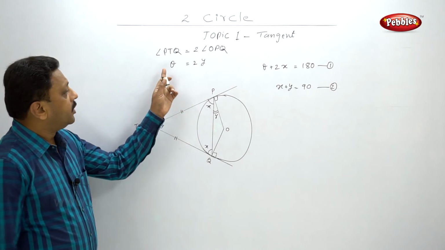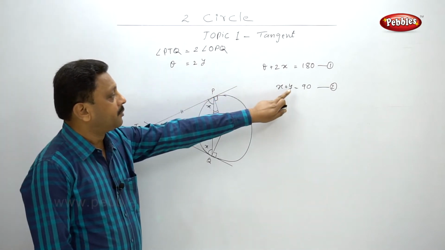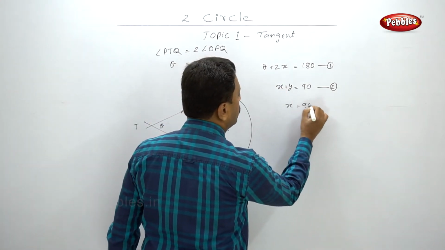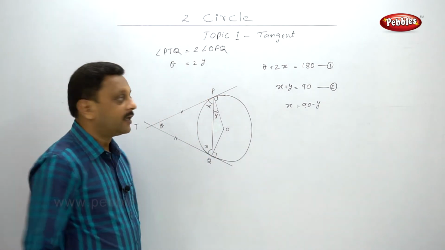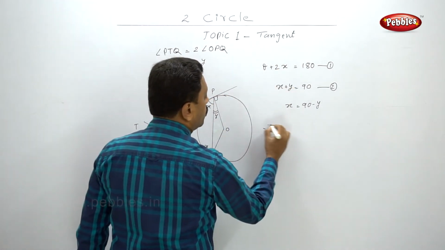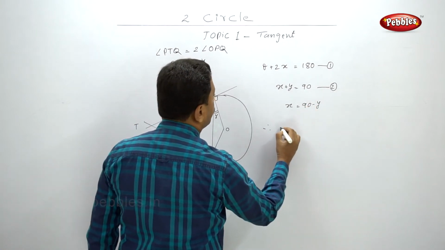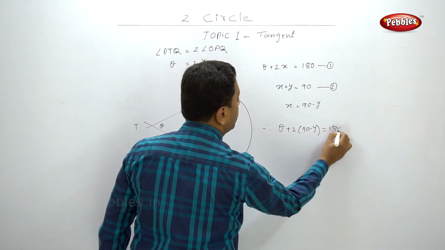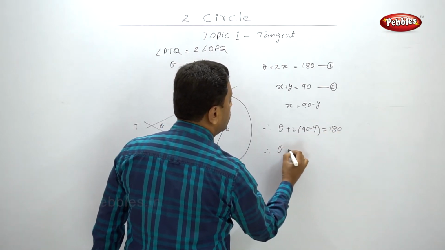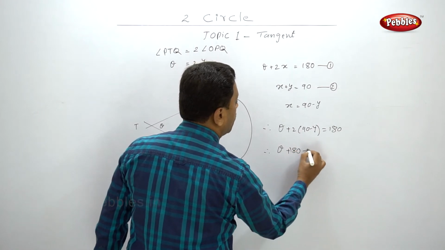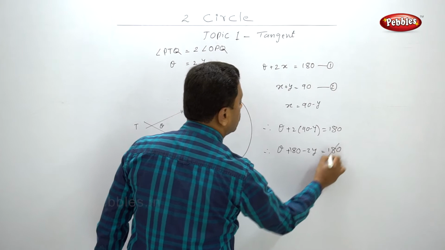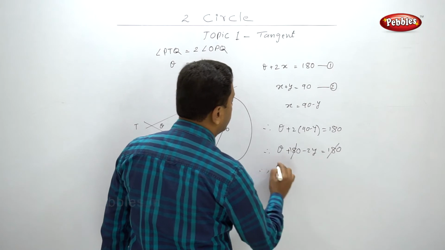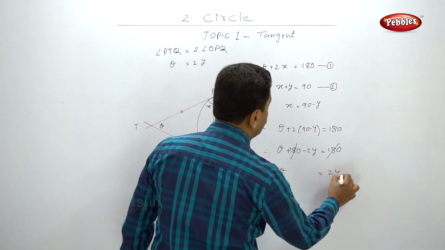I want in only theta and y. So I will substitute x here. So what is my x? X is equal to 90 minus y. Correct? I will substitute it here. So from 1 and 2 I can say theta plus twice 90 minus y is equal to 180, and hence theta plus 180 minus 2y is equal to 180. This 180 will get cancelled, and I will get here theta is equal to 2y.